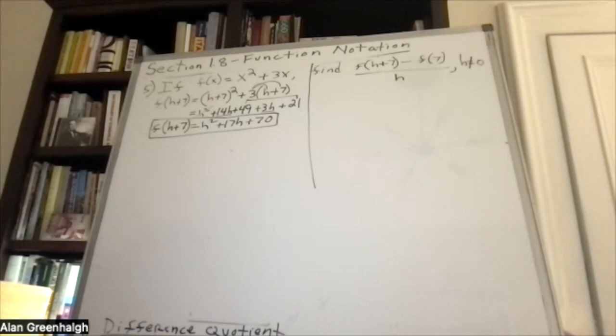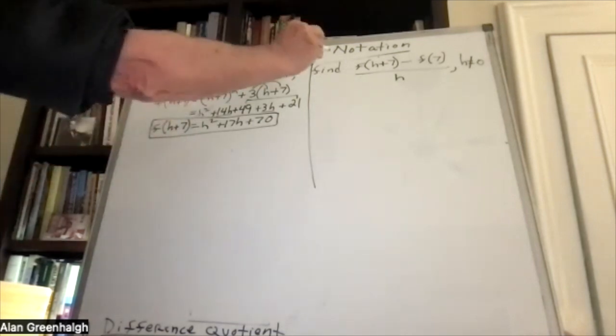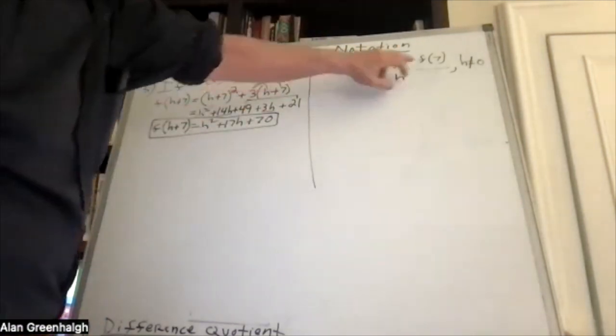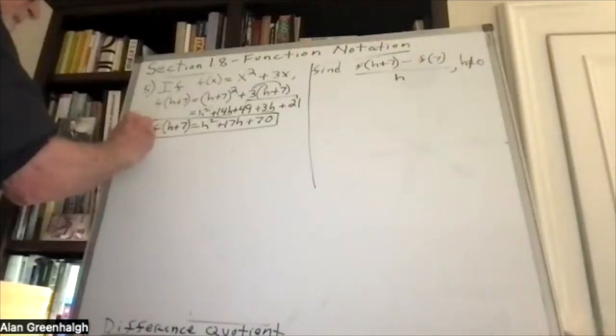Anybody have a question about just this so far? Okay, then let's move on to the next one. So now we did this, now we do that. f of 7.